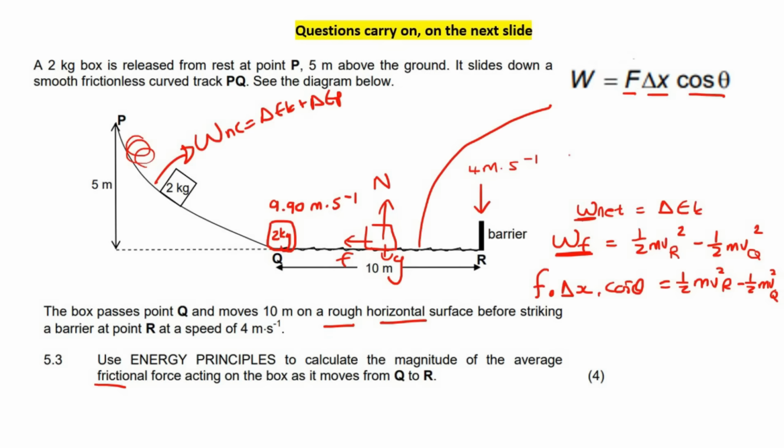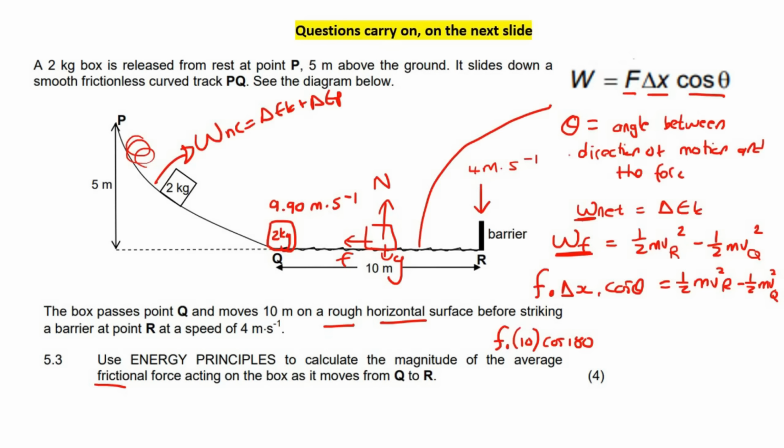Okay, now we can go fill everything in. So F we don't know, that's what we're trying to calculate. The distance is 10. Now we're going to say cos 180. Let me explain. Remember that when you use this formula, what is theta? Theta is the angle between your direction of motion and the force. So we're busy going this way, but the force of friction is that way. So that is a complete 180 degree angle.